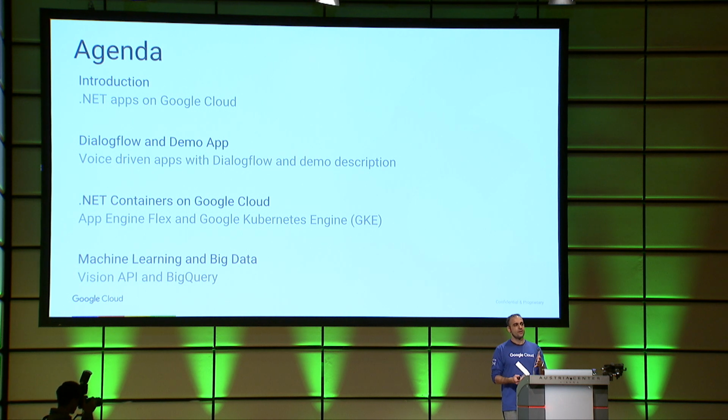And then from there, we'll get into the cloud stuff. So we're going to look at .NET containers on Google Cloud. You can run containers on either App Engine or Kubernetes, and I'm going to talk about the differences between the two. And then finally, the last part, the most fun part for me, is using machine learning and big data in our application.